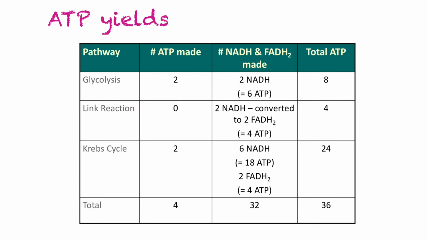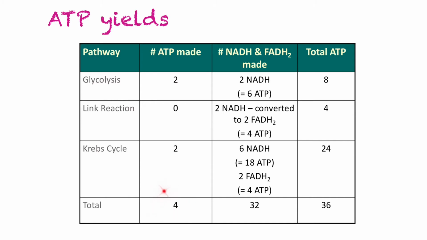So the Krebs cycle, because there's 2 turns, 1 per pyruvate, you get 2 ATP, 6 NADH, and 2 FADH2. Those 6 NADH can make 3 ATP each, so that would be 18 ATP, and then 2 FADH2 can make 4 ATP. So that's a total of 24 ATP from the NADHs and FADH2s and the ATPs made in the Krebs cycle.